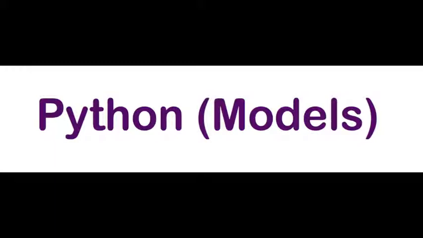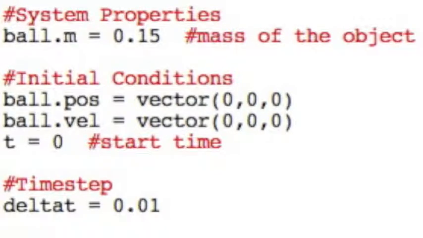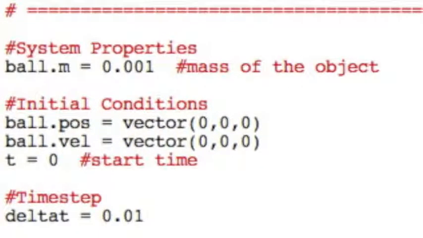In Python, I used the information I gathered about the objects to create models better fitted for the situations. The mass of the ball was about 0.15 kilograms, and the mass of the bubble wrap was about 1 gram. Both had the same initial position of the origin and an initial velocity of 0 because both were started at the origin at rest. I chose a time step of 0.01 for both models because we wanted delta t to be small to get optimal results.